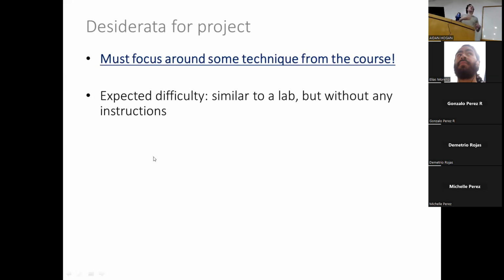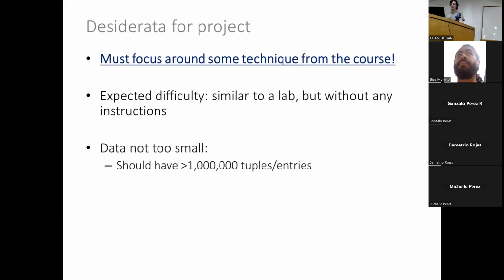Expected difficulty: how big or how small does this have to be? I would say the expected scope is something similar to a lab, the kinds of things you saw in a lab. However, we're not going to give you any instructions or detailed guide. Let's say the Spark analysis from the previous lab of finding the best and worst actors. This is the level we're looking for in the project, but it has to be a completely original idea and a completely original data set. We're not looking for something super massive, but something similar to one of the labs that you would have seen.